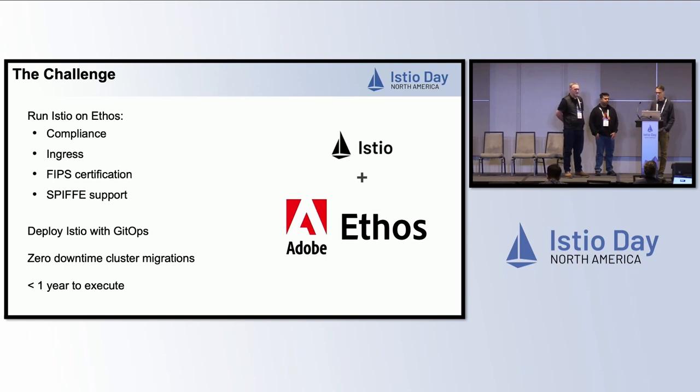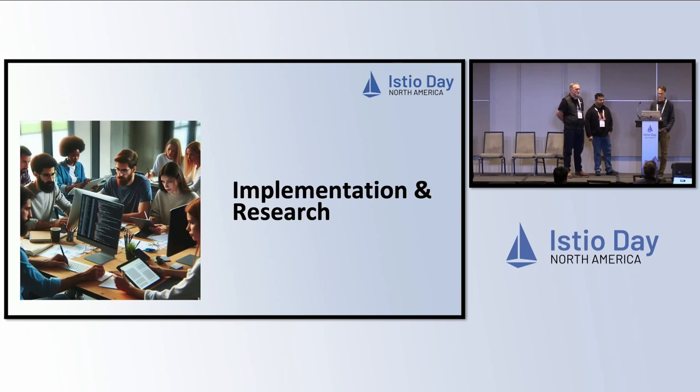And so what we wanted to do is to take that and deploy Istio through GitOps and be able to execute this whole migration from legacy to the new environments with no customer downtime. And this whole project, once all the planning was done, we wanted to execute it within a year. So with that, I'll turn it over to Rahul to talk about the actual implementation and some of the research involved. Yeah, thank you, Ed.